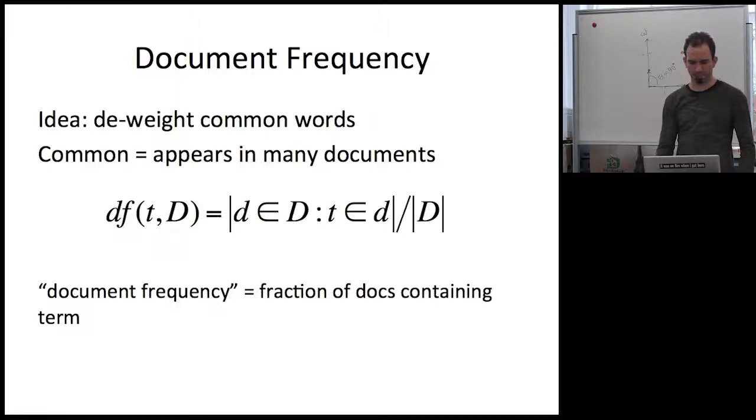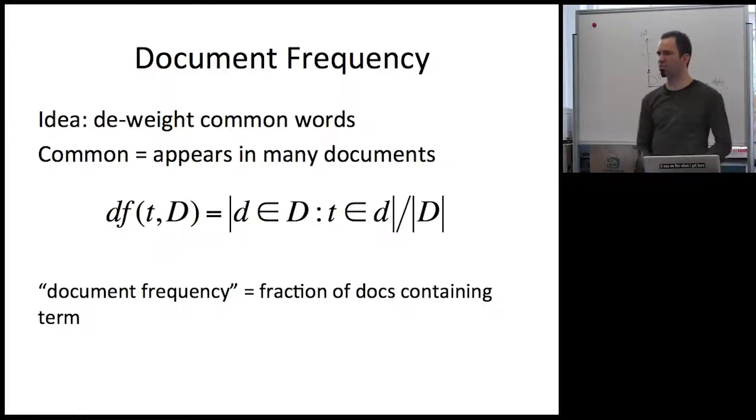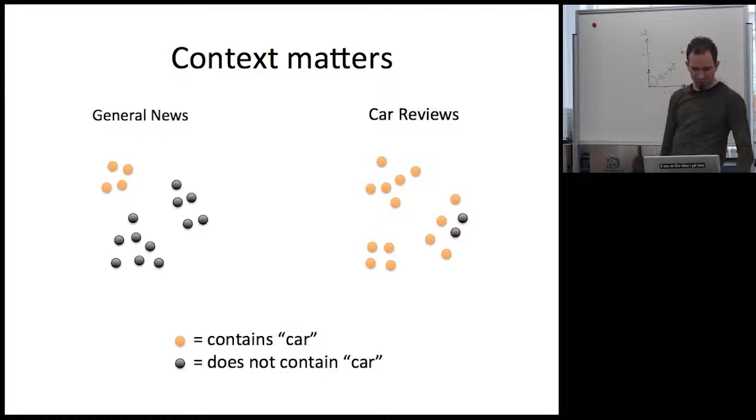So here we go. We define something. Term frequency is how many times does this word appear in a document. Document frequency is how many documents does this word appear in. And it's normalized, which means it's a fraction. We divide by the number of documents. So for "the," what is this going to be? What is the document frequency of the word "the" in some random document set in English? Yeah, one or nearly one, right? Whereas here, for "car," document frequency on the left is going to be, I don't know, 20%. On the right, it's going to be 90%. So when the document frequency goes up, do we want to make that word more important or less important?